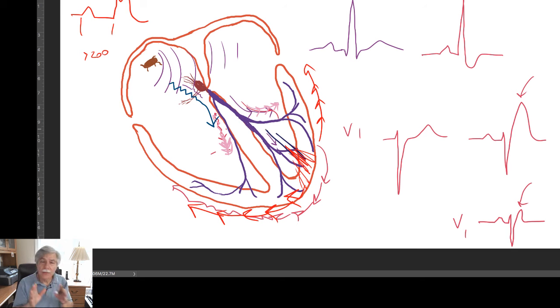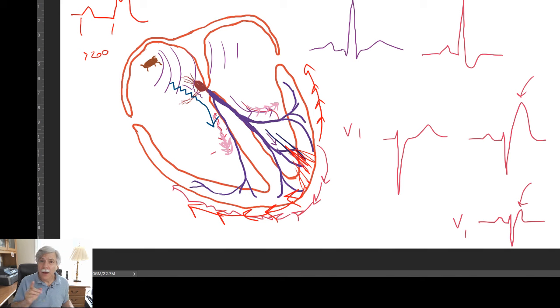How do you know whether the prolongation of the PR is high up or low down? Well, remember last time we talked about the location of the block when you have type 1 versus type 2 second degree AV block, but when you just have PR prolongation, you can't really tell where the delay is coming in. So you know what?